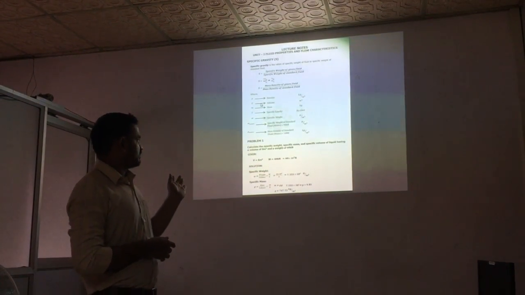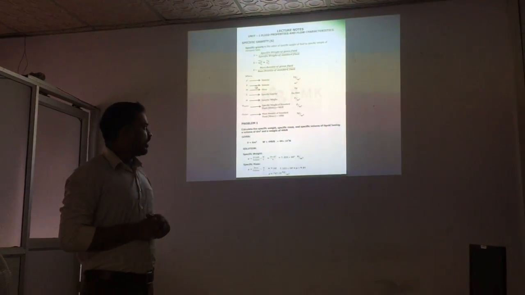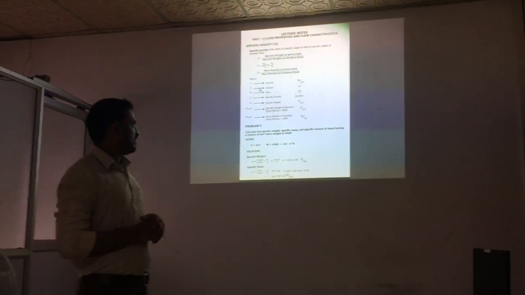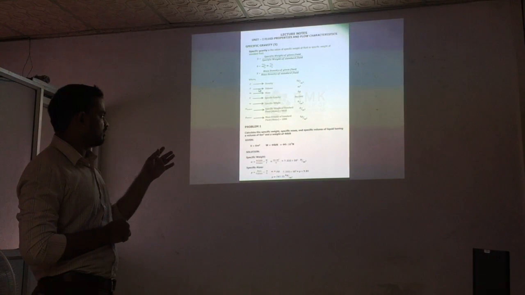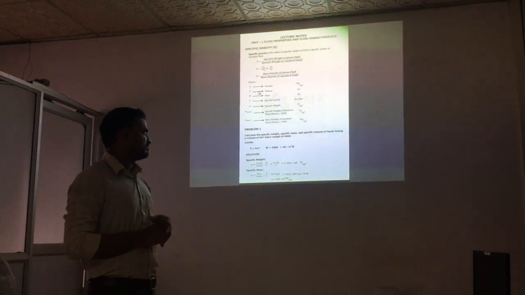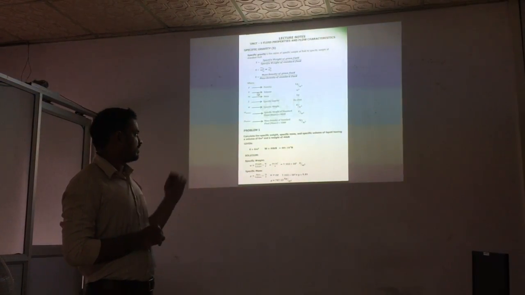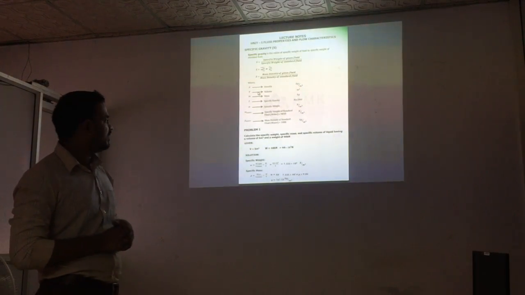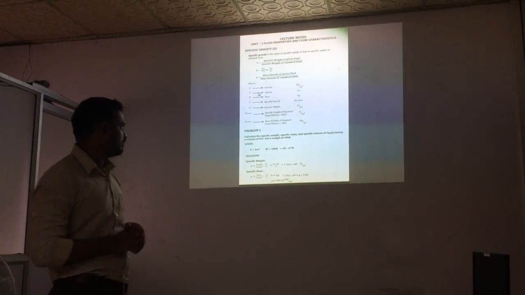Specific weight W is equal to weight per volume, that is nothing but W divided by V. W is already given as 44 into 10 power 3. Volume is nothing but 6. So if I solve it, we get the result 7.33 into 10 power 3 Newton per meter cube.